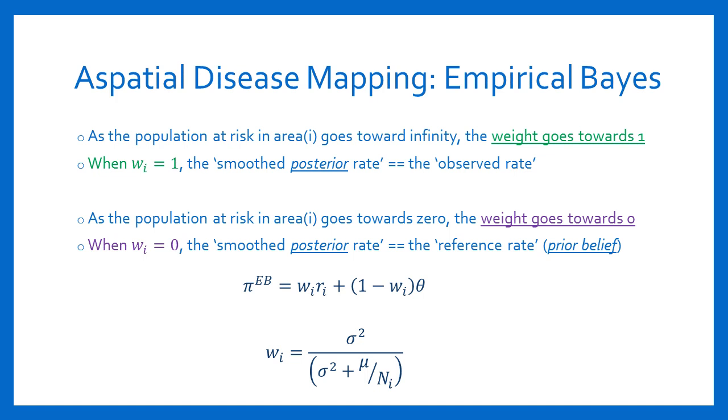So shrinkage doesn't happen the same to every county. Shrinkage happens more to counties that have small populations. And that's the power of the empirical Bayes, is that it accounts for how much information is contained in each geographic unit. The inverse, as the population at risk goes towards 0, the weight goes towards 0, and in that case, the posterior rate is equal to the prior belief. In the absence of any information, we're going to impute the reference rate into that county.